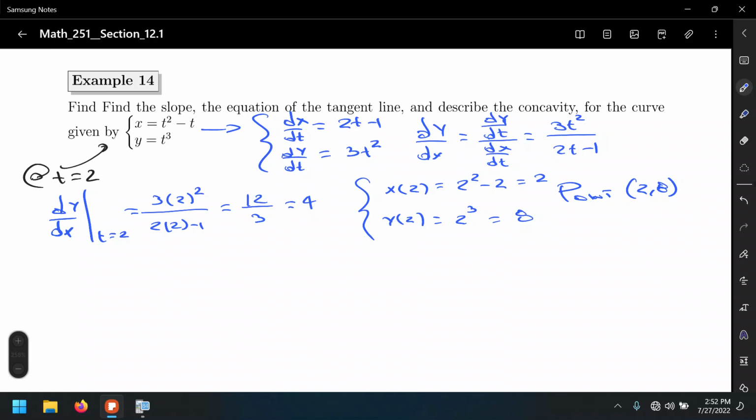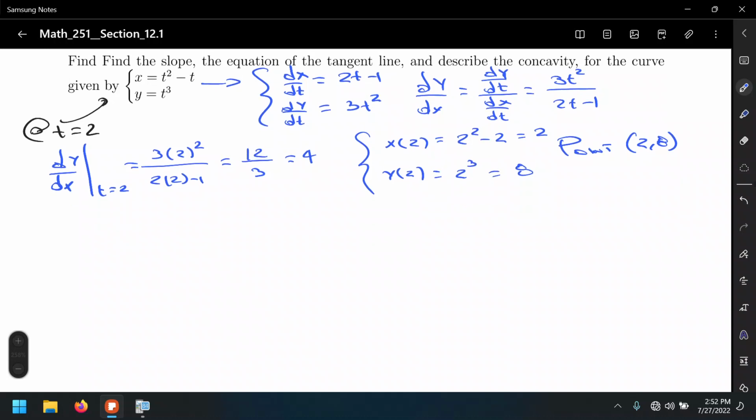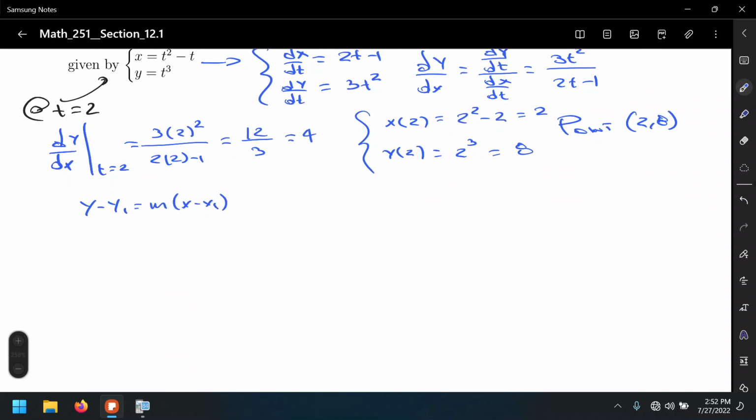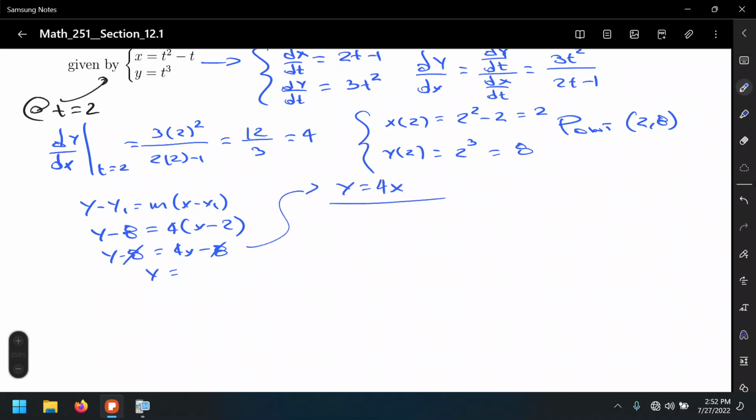So we have the two elements required to find the equation of the line: we have a point and we have the slope. Let's use the point-slope form: y minus y1 equals m times x minus x1. You know the drill for this one, I guess. So y minus 8 equals 4 times x minus 2. Y minus 8 equals 4x minus 8, and you can just cancel the 8s, so y equals 4x.